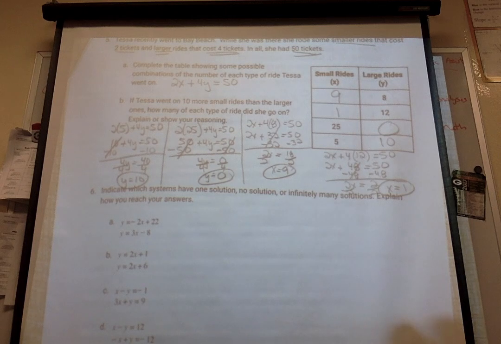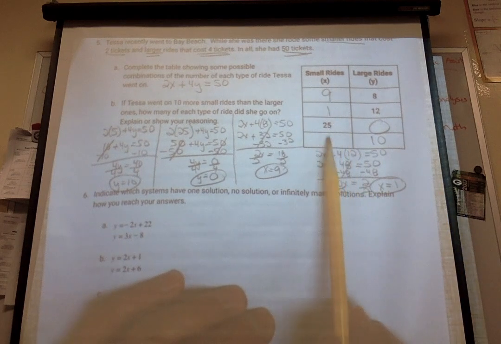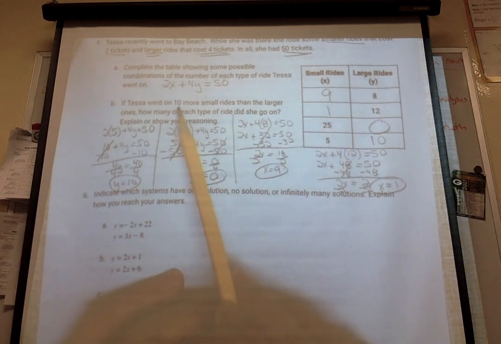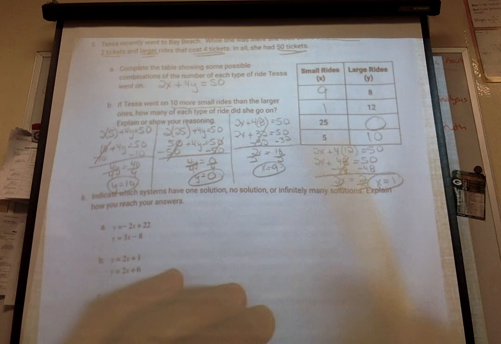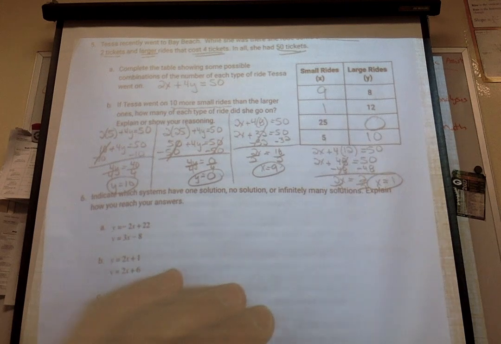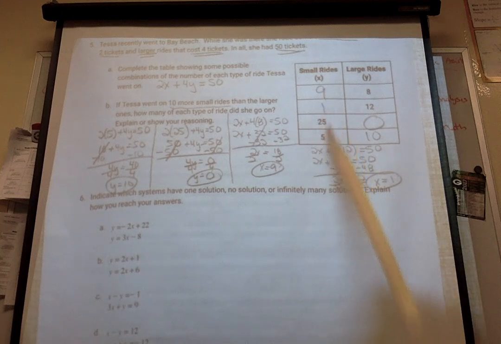Now, part B reads, if Tessa went on 10 more small rides than large rides. So let's take a look at our chart. Right now, they're saying you have to go on 10 more small rides than big ones. So we went on 9 and 8, so we didn't even get to 10 on this. So we know it has to be more than 10 on the x side. So let's figure out what it could be.